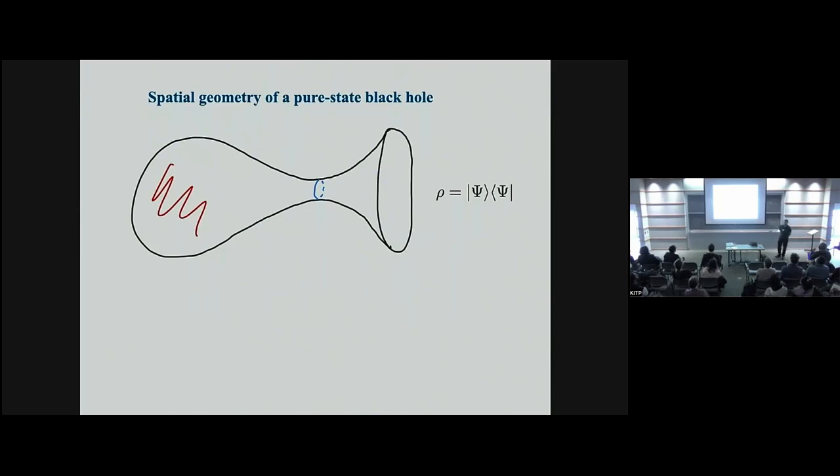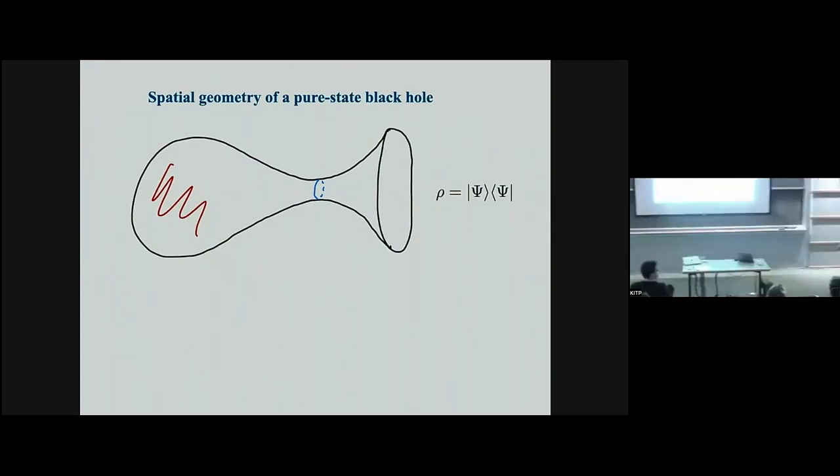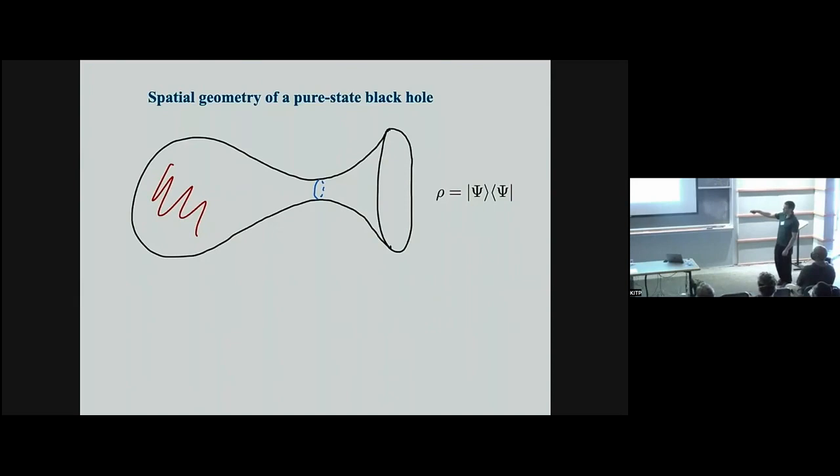Consider a pure state black hole in asymptotically AdS. The spatial geometry of such a black hole looks something like this. Out here is the AdS boundary where it opens up. There's an apparent horizon, and I'm going to take these black holes to be time symmetric. So the apparent horizon is a minimal surface on the time symmetric slice. Inside the black hole is some matter supporting this positive curvature here. The red squiggle denotes the matter, like the collapsing star that created this black hole. This is a pure state, so rho is psi psi.